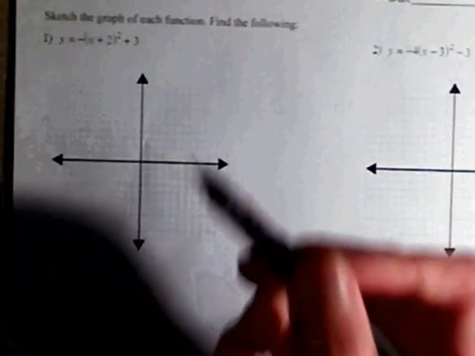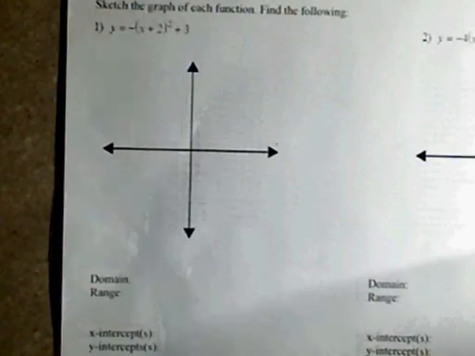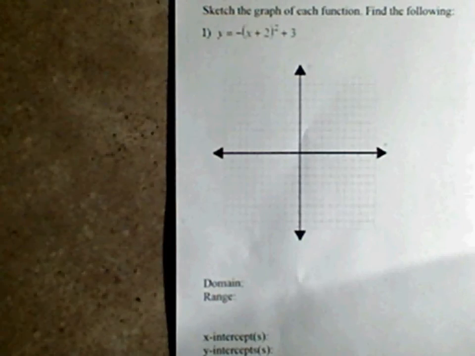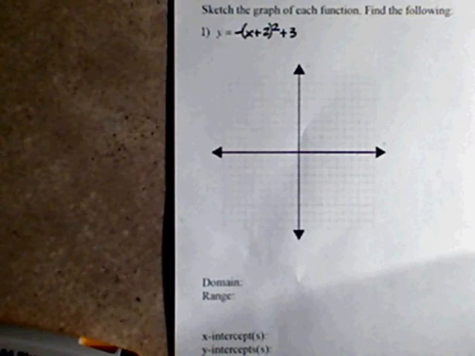You need to go and graph this, okay? So go to your calculator, and let's graph the equation. Let me see if I can write this a little bit better. Negative parentheses x plus 2 in parentheses squared plus 3. In case you guys can't see it very well.